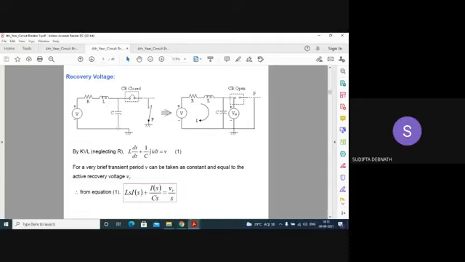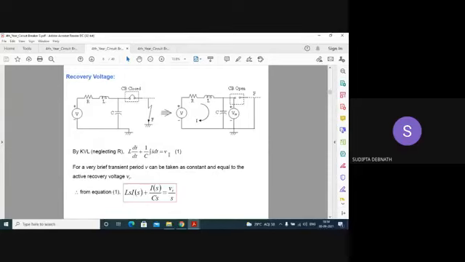Now we will start with the equation: L di/dt plus 1 by C integral of i dt equals V. V is the voltage, a constant voltage, known as the active recovery voltage. For a very brief transient period, V can be taken as constant and equal to the active recovery voltage. This is the normal system voltage. But the instantaneous system voltage always varies; its magnitude varies sinusoidally. So we consider the active recovery voltage, a fixed value voltage. So we'll start with this equation.